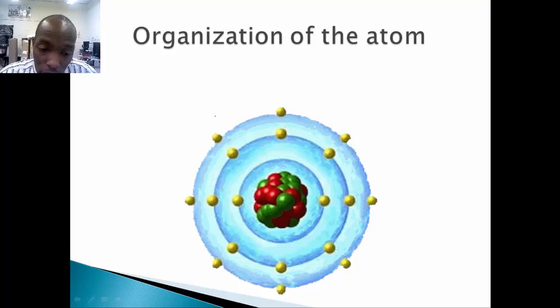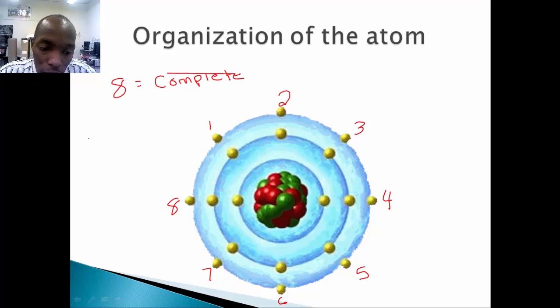So for this element in particular, we have 1, 2, 3, 4, 5, 6, 7, and 8. When an element has 8 valence electrons, it is said to be complete. That is the magic number that all elements want: 8. The exception is hydrogen and helium, whose complete number is 2.